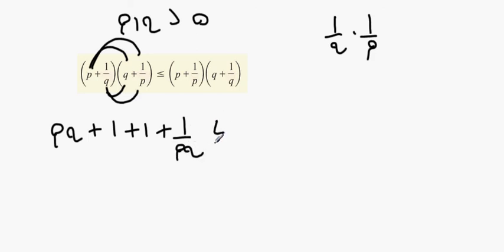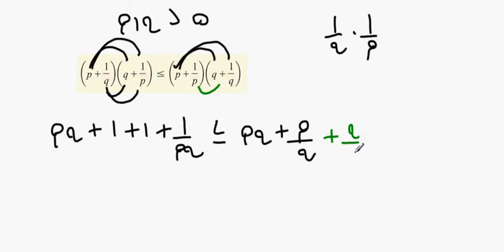It's going to be less than or equal to, once again, p and q. On this side, p multiplied by 1 over q is going to be p over q. Then we're going to get 1 over p multiplied by q, which is going to be q over p. And then 1 over p by 1 over q is going to be 1 over pq.